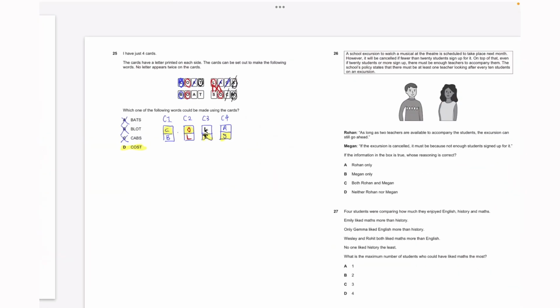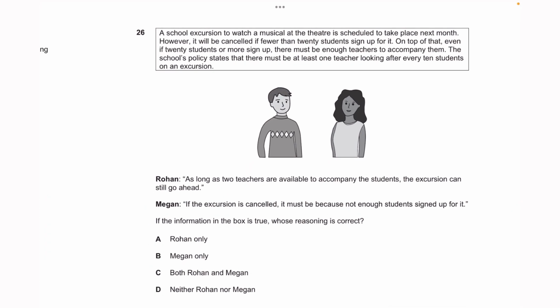Let's move on to question 26. So question 26, let's have a look. It says, a school excursion to watch a musical at the theatre is scheduled to take place next month. However, it will be cancelled if fewer than 20 students sign up for it. On top of that, even if 20 students or more sign up, there must be enough teachers to accompany them. The school's policy states that there must be at least 1 teacher looking after every 10 students on an excursion. Okay, so there's actually a lot happening here.